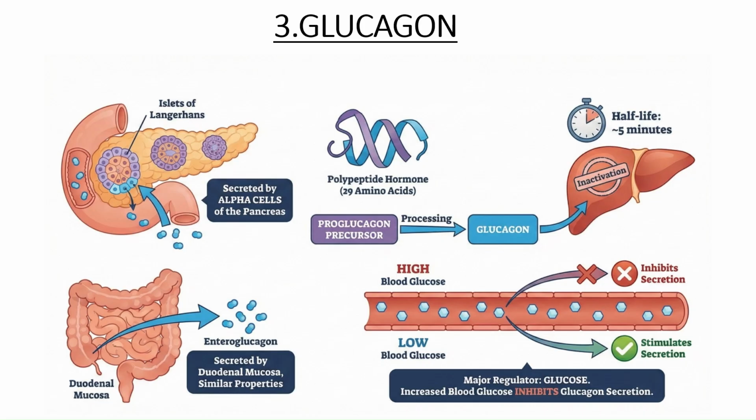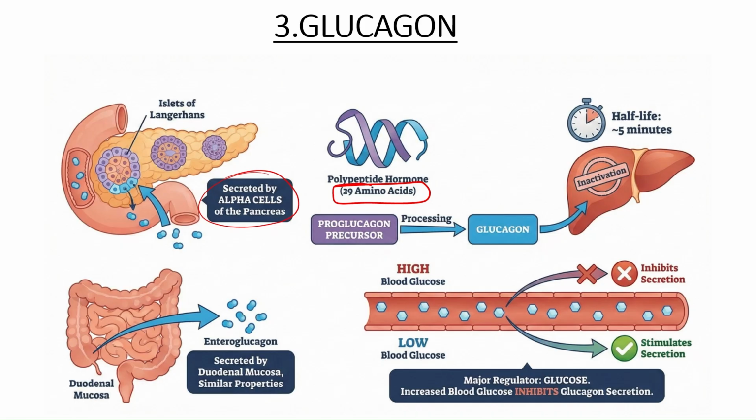Glucagon is produced by the pancreas alpha cells. This ensures your blood sugar levels don't dip too low. Glucagon is a polypeptide hormone consisting of 29 amino acids.